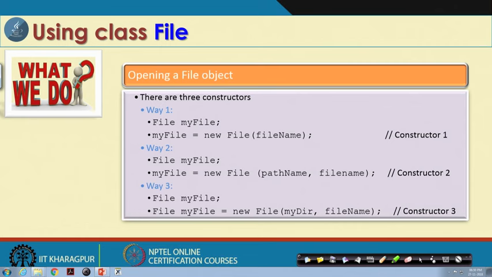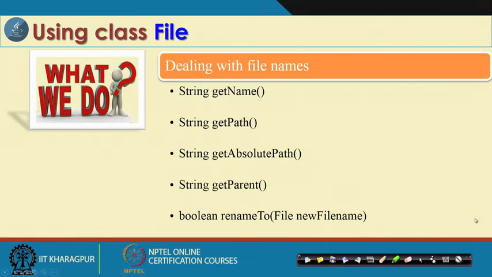So, these are the different ways the file objects can be created, and once the file object is created, we will be able to get different information through this file object. For example, there are many methods related to this File class, say getName, which basically returns the full name of the file that you have currently connected to. The getPath will say what the path is.